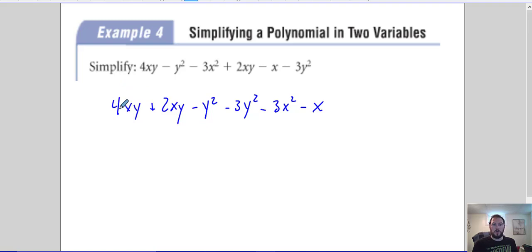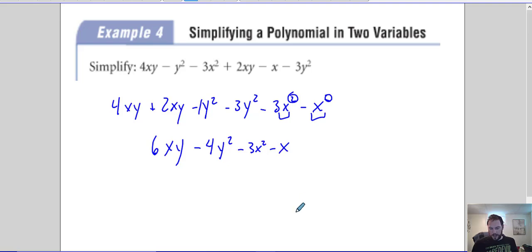If I have 4xy and 2xy, that gives me a total of 6xy. If I have negative 1, there is a 1 there, even though it's not written, negative 1y squared and negative 3y squared, negative 1 and negative 3 gives me negative 4y squared. I have negative 3x squared, and I have a negative x. Even though they're both x's, their powers are not the same. This is a power 1, whereas this is a power 2. Not like terms, so I can't do anything with it. It's simply minus 3x squared, and finally, minus x.